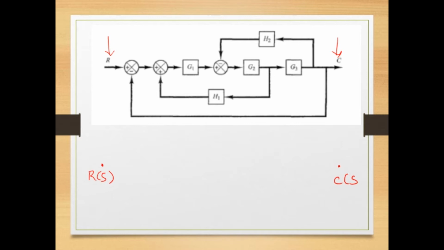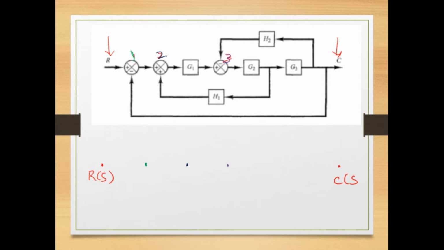Okay, this is my first summing point, this is the second summing point, this is the third summing point. So the first summing point, this is my first summing point, this is the second summing point, and the last one, this is my third summing point. So that I'll represent it here.